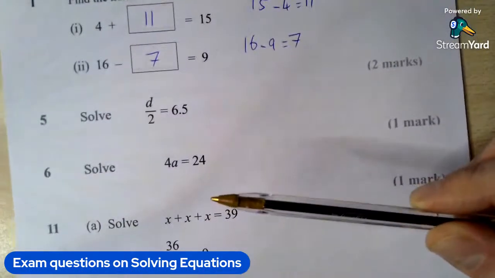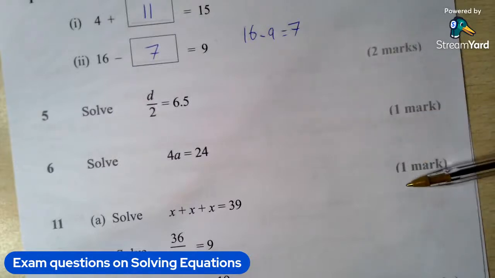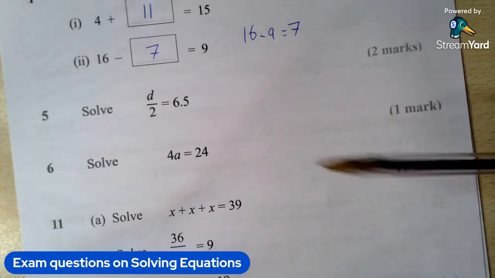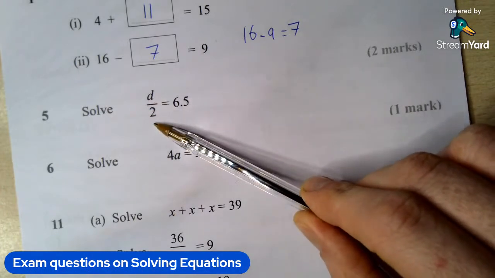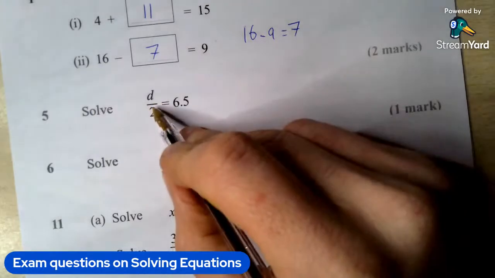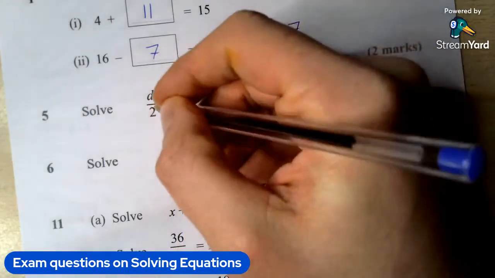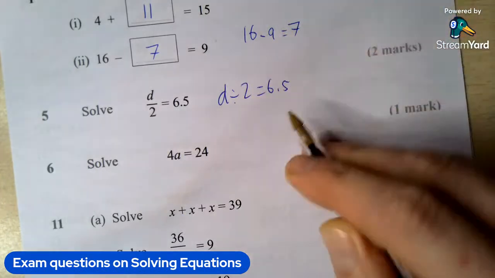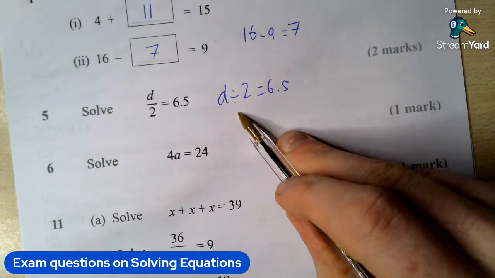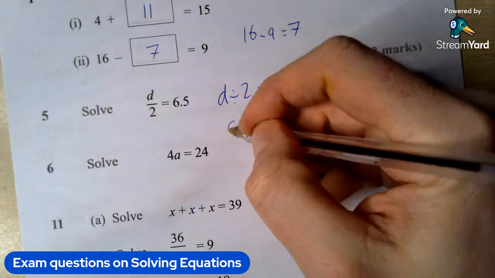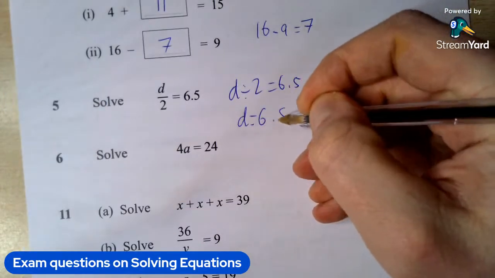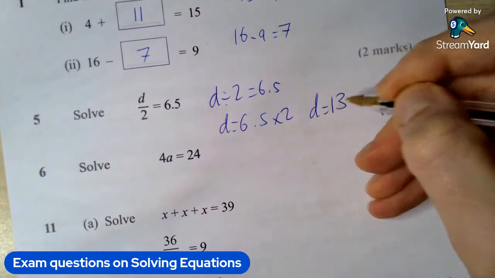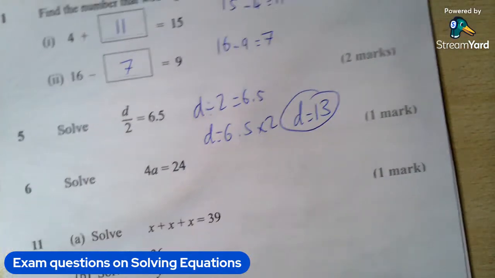So, using algebra. Still a 1-step equation, still 1 mark. In terms of working out, you don't necessarily need working out. You can just go straight to the answer. Something divided by 2 equals 6.5. Remember, line of fraction means divide. So it's d divided by 2 equals 6.5. The inverse of dividing is multiplying. So d equals 6.5 multiplied by 2, so d equals 13. And there's your answer for that one.